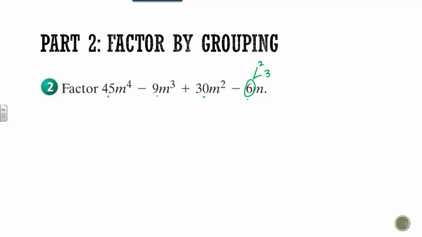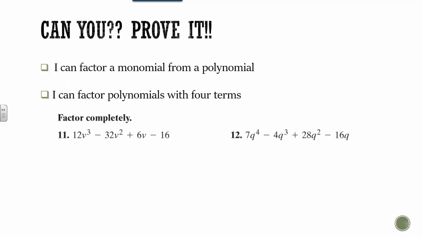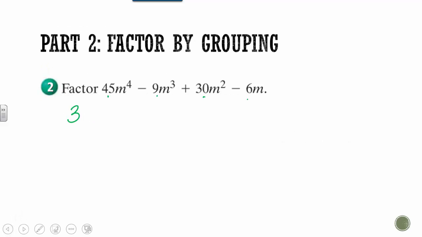Well, 2 doesn't go into 45, so I can forget about that one. But 3 does. 3 also goes into 9. 3 goes into 30. So that's a common factor that I can take out. I can take out a 3. And then if we look at our letters, everybody has at least one M. So that is a GCF that I can pull out. So before I do any factoring by grouping, I'm going to make what's inside of this a little simpler.